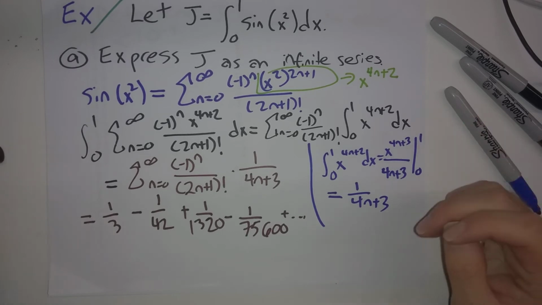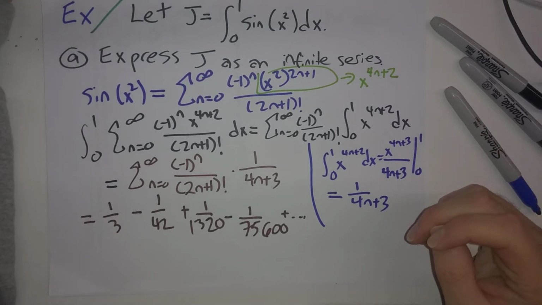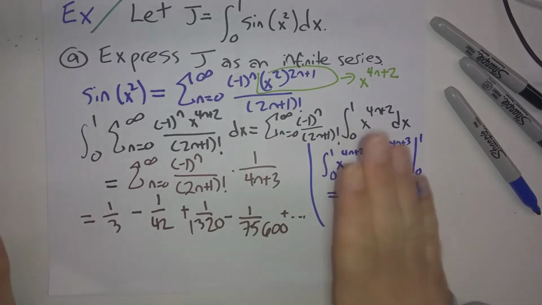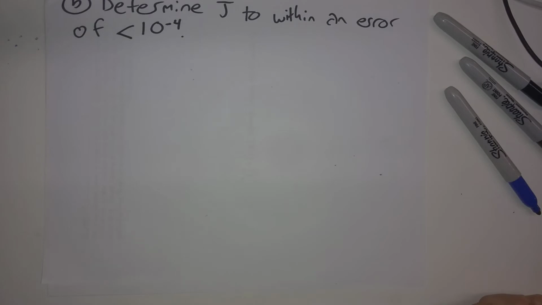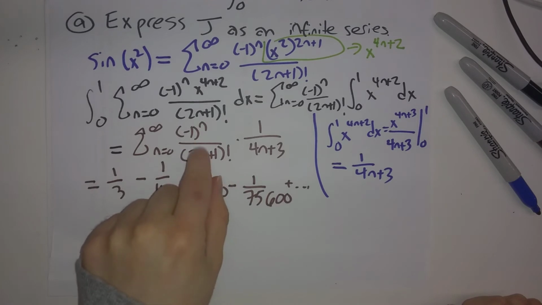But something else we should always be thinking about is just how good is our estimate. Do we stop here? Do we stop here? Just how close to the actual value of J are we getting? So part B of this problem is, let's determine J to within an error of less than 10 to the minus 4th. Now the thing to realize about J is that we have it written as an alternating series.